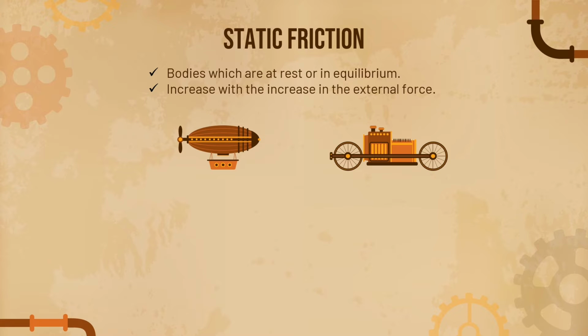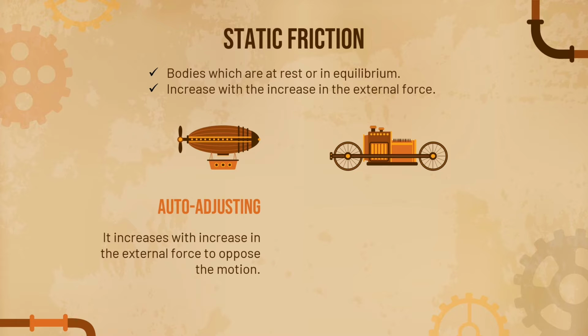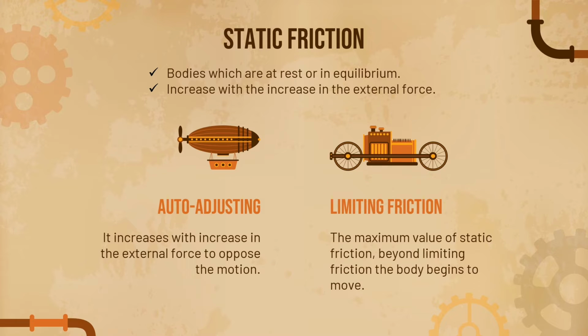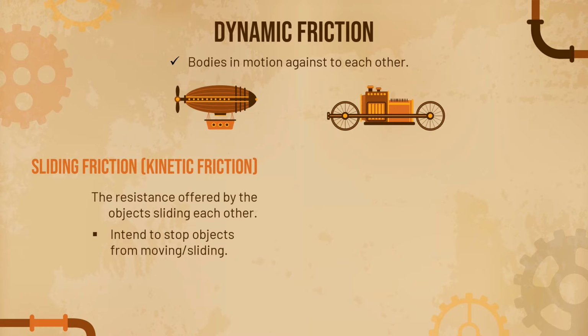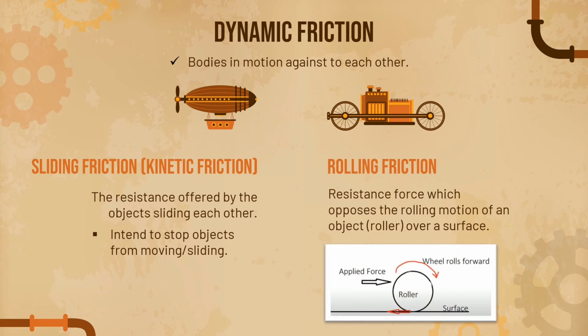Static friction is the friction that exists between bodies which are at rest or in equilibrium. It can be classified into auto-adjusting and limiting friction. Dynamic friction is the friction which exists between bodies in motion against each other. Sliding friction is the resistance offered by objects sliding against each other, while rolling friction is the resistance force which opposes the rolling motion of an object over a surface.